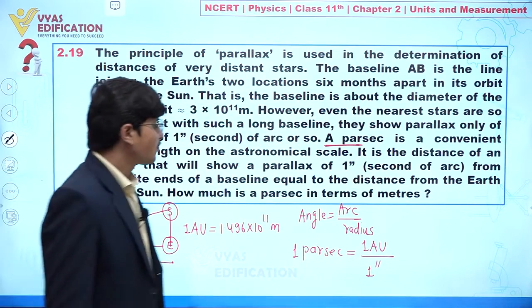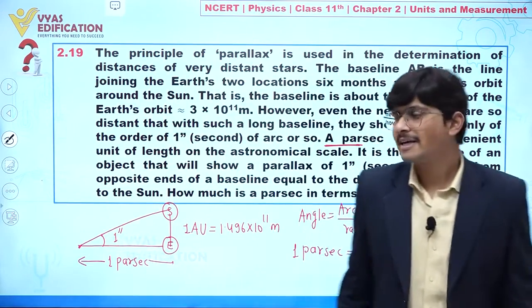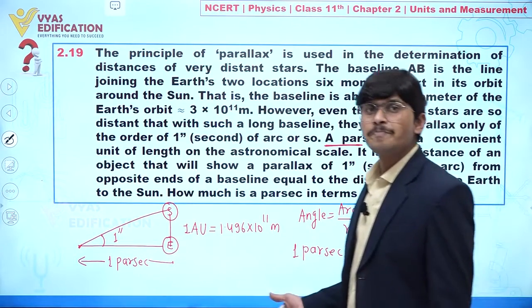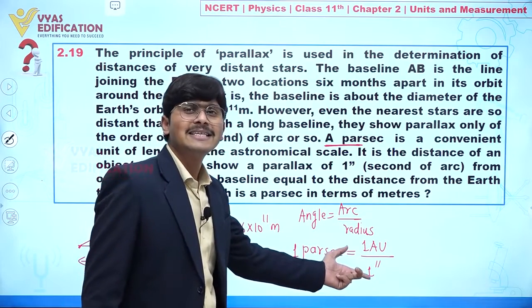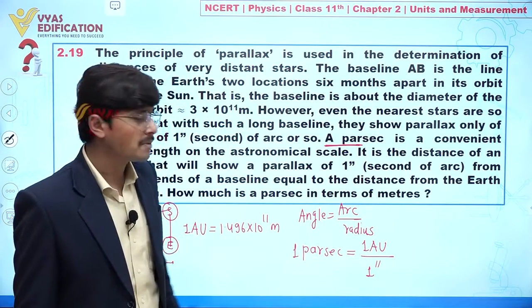Clear? So now here first I am writing the astronomical unit in terms of meter, and I also convert this angle in seconds into radian. Clear? This is a compulsory condition.